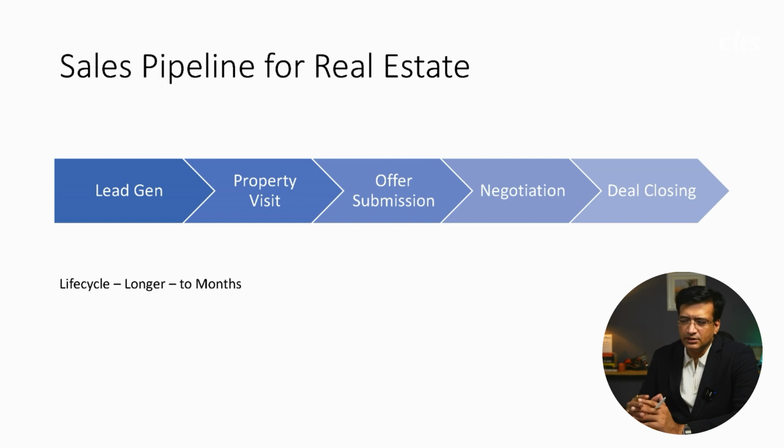Next is real estate, sales pipeline for real estate. Let's have a look at the sales pipeline for the real estate, where again this is the same kind of a pipeline, multiple steps, 5 steps here. We have lead generation, property visit, offer submission, where the real estate agent submits an offer to the visitor who has just come and seen the property. Then the next stage comes for negotiation, and then it's deal closing.